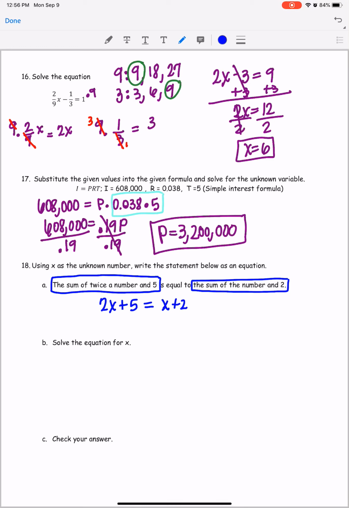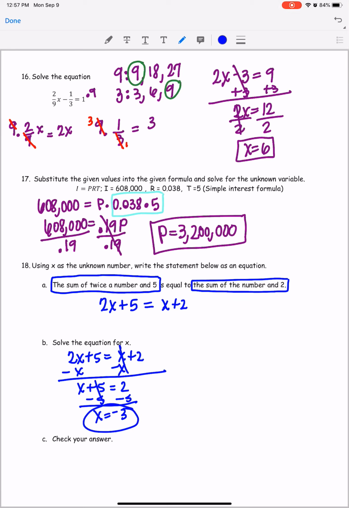Part B, now we need to solve this. So, to solve, let's get x on the same side. So we'll subtract that over. Now that x is on the same side, now let's get our number on the same side. So we get x is -3. And then lastly on C, you need to check it. Check it by putting it in the original equation and seeing if this side equals this side.